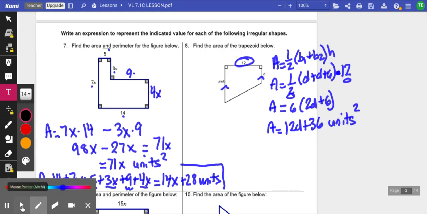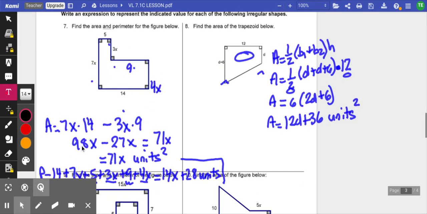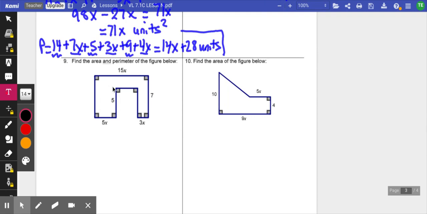Okay, moving on down the page. I want you to try 9 and 10 and then check back in and see if you did it right.